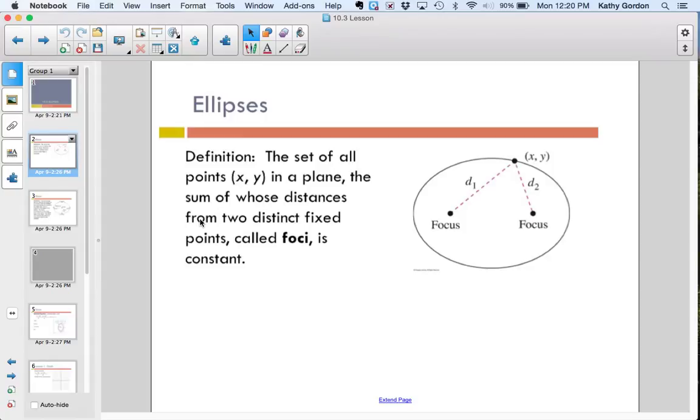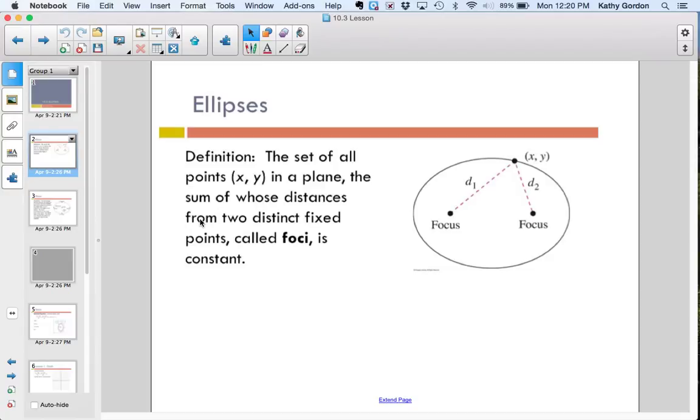And now if I start drawing using that string as my guide, I get about that much for the top half, and then I have to switch over to the other side. And then I can continue on the bottom half, and the result is my ellipse.